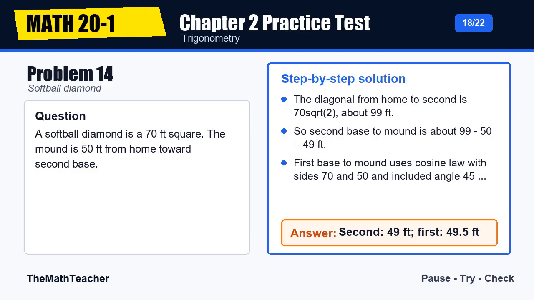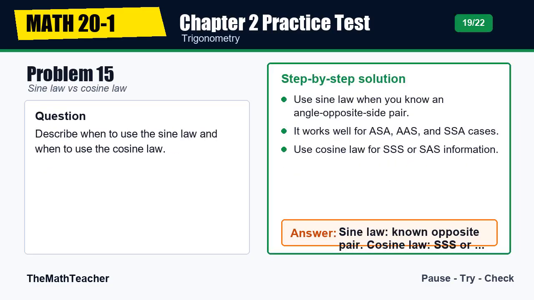Problem 15. Use the sine law when the information includes a known angle and its opposite side, plus one more side or angle. Use the cosine law when you are given 3 sides, or 2 sides with the included angle. In short, sine law needs an opposite pair, cosine law handles SSS and SAS.